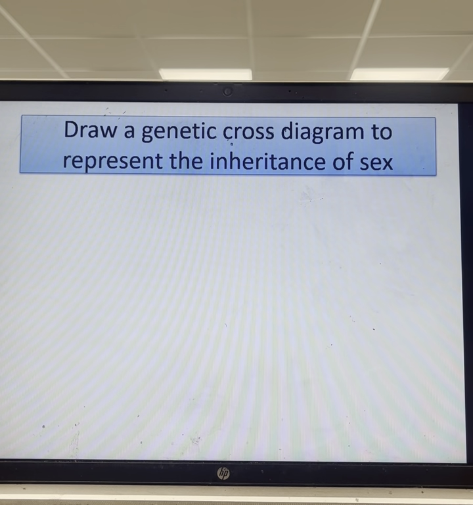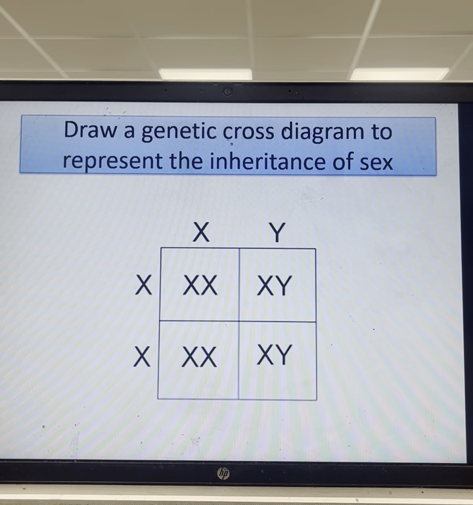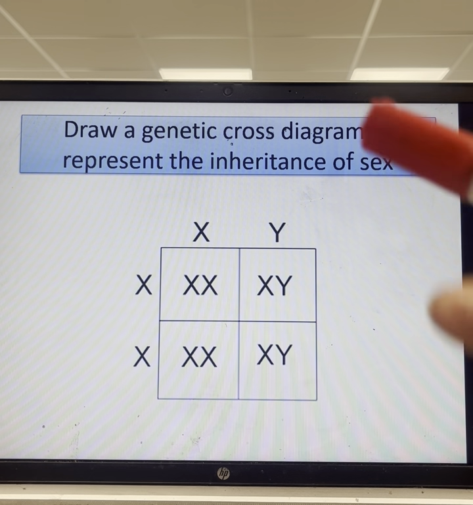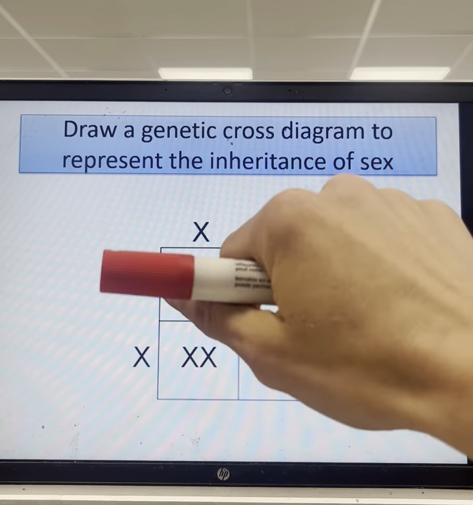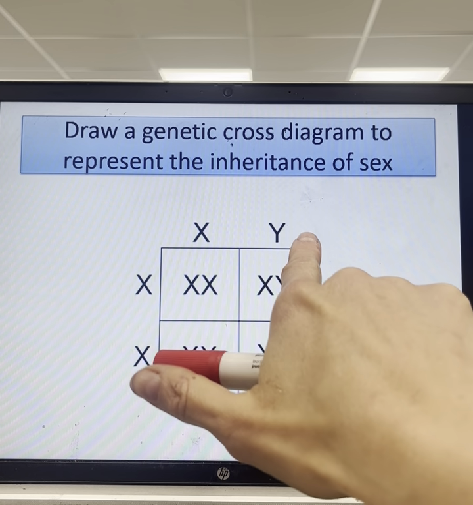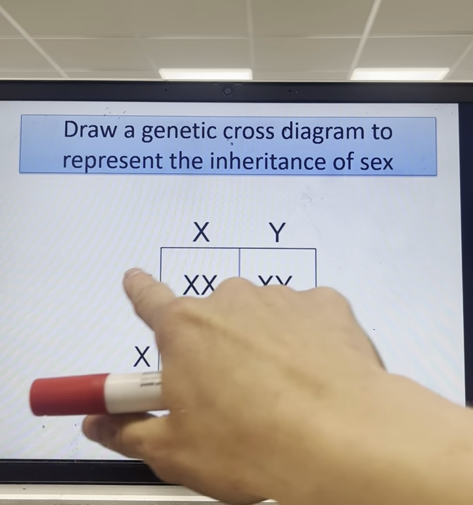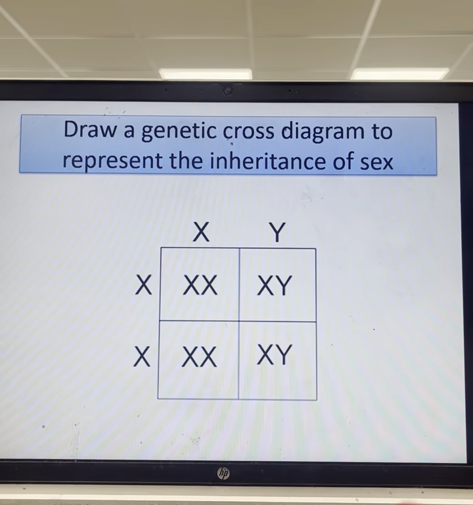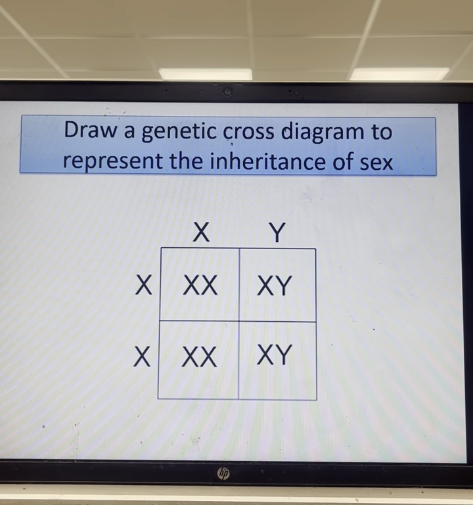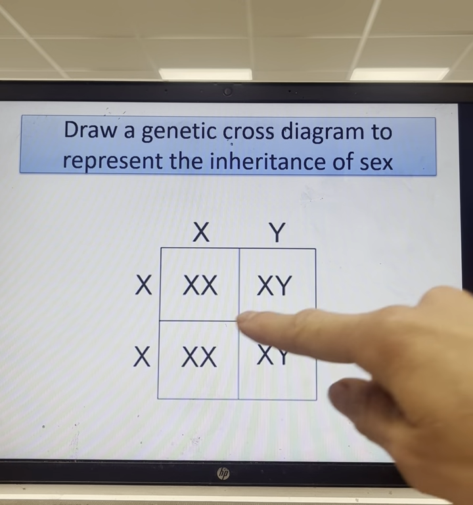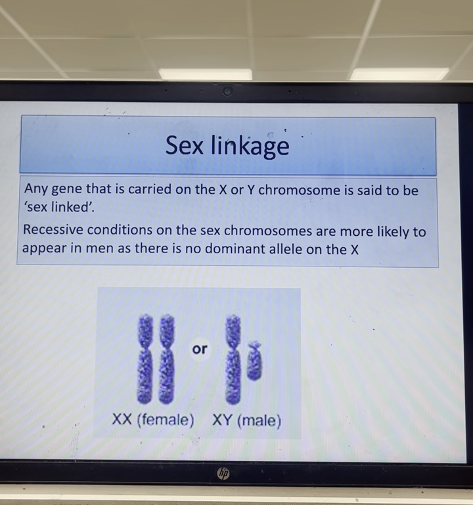Drawing a genetic cross diagram to represent inheritance of sex. So this is one that I drew out yesterday. For those of you who were there, I think a couple of people were ill, weren't you? This is the possible gametes that you could get inherited from a male. They could have X sperm or Y sperm. For a female, it's always going to be the XX egg. And this is the offspring that you will produce. That then means that there is a 50% chance that you will have a male offspring, 50% chance that you will have a female. Any gene carried on the X or Y chromosome is sex-linked.